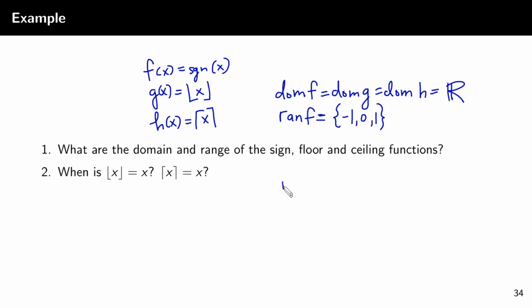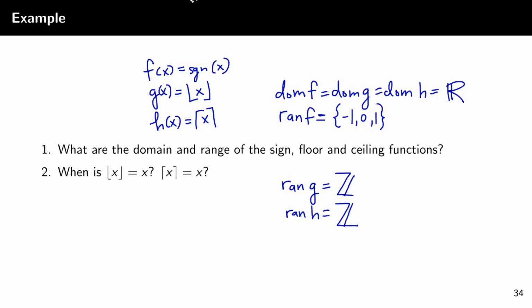Yung floor function naman, which is g. So, ano yung napoproduce ng floor function? It will just be the set of integers. Yan. I hope you still remember our notation for the set of integers. So, ganun din yung ceiling function. The range is the set of integers.